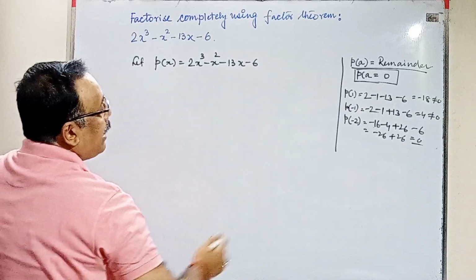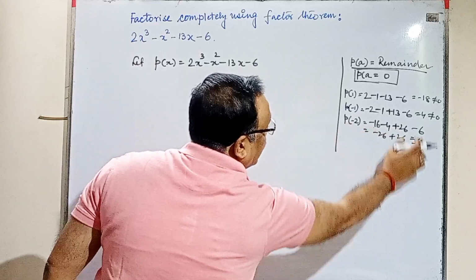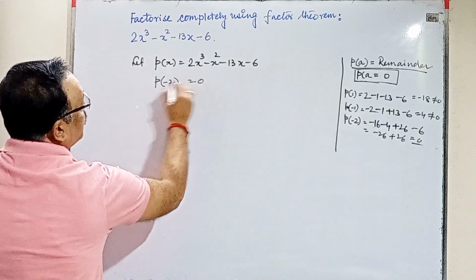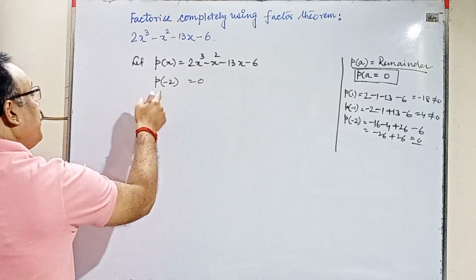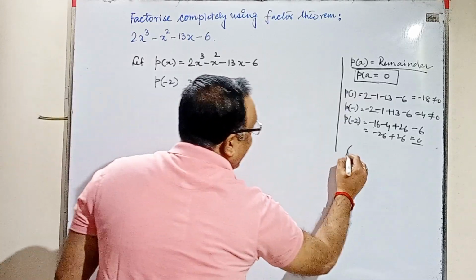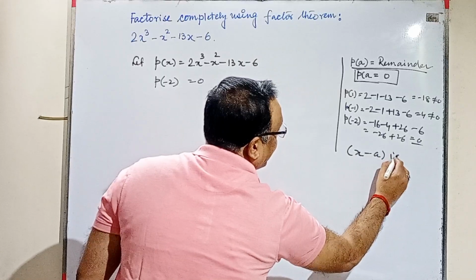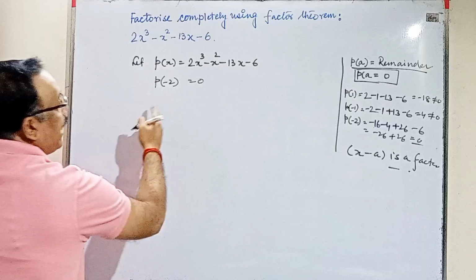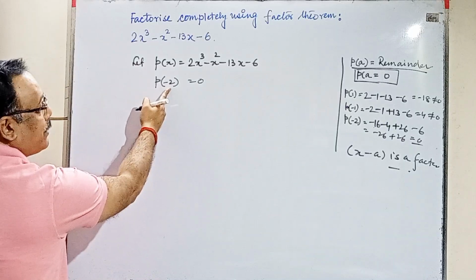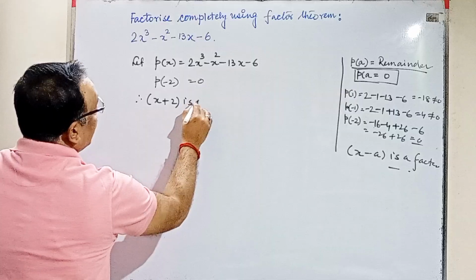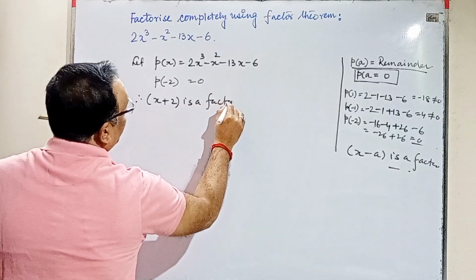So what I got is that for P(minus 2), the value has become 0. So we can say P(minus 2) is equal to 0. For whichever value this comes 0, we can say that x minus a is a factor of that polynomial. So if x minus a is a factor, my a is minus 2. Therefore I can say x plus 2 is a factor of P(x).